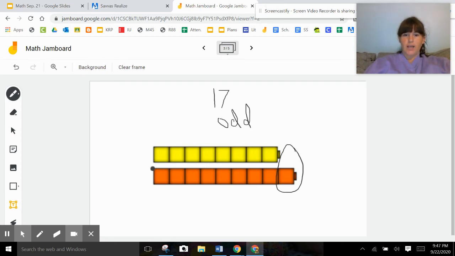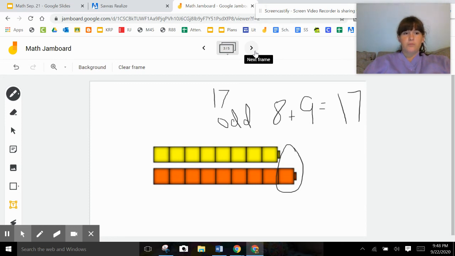How do we show this number as an equation? Well, the top one has 1, 2, 3, 4, 5, 6, 7, 8. Do I need to count how many down here? You better not. If you know this is 8 and this has one more, you just do one more than 8, which is 9. And we already know our answer because we already counted it. 17.